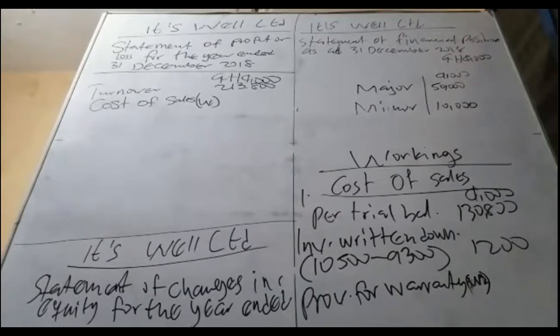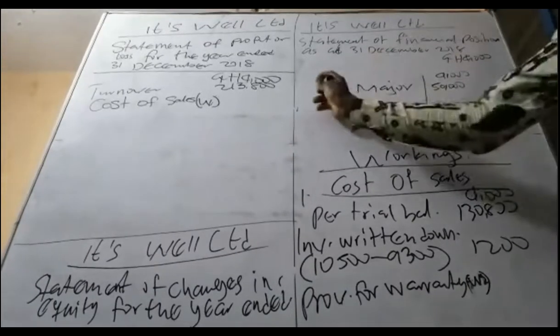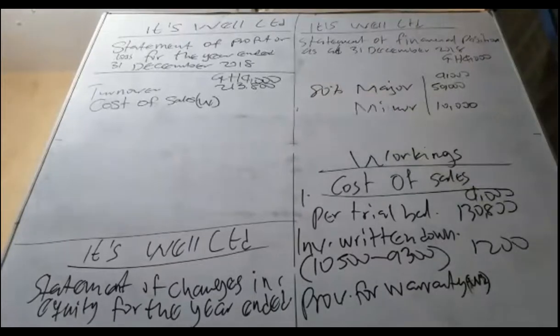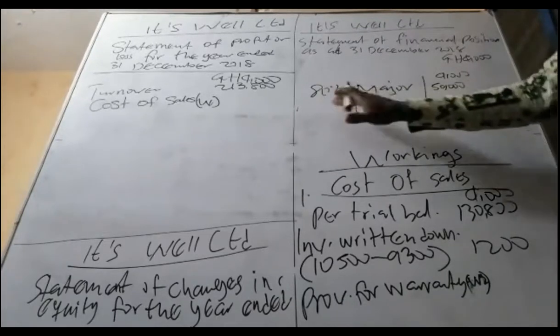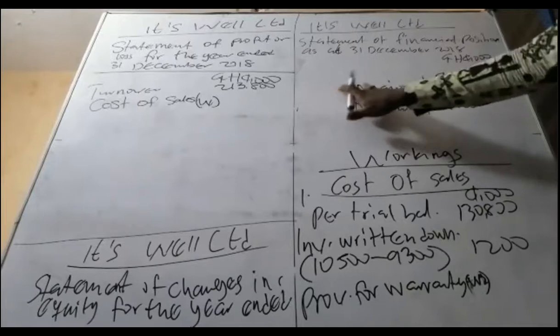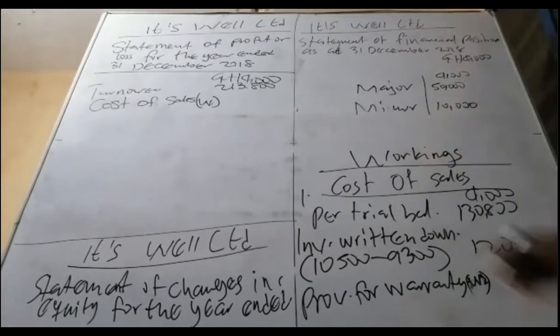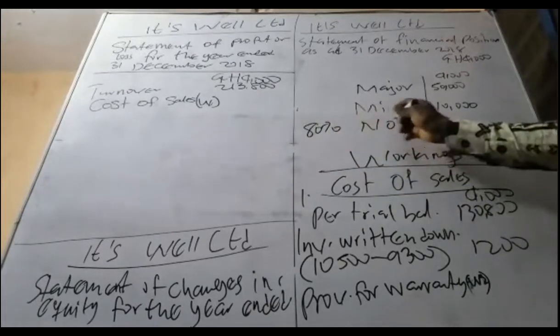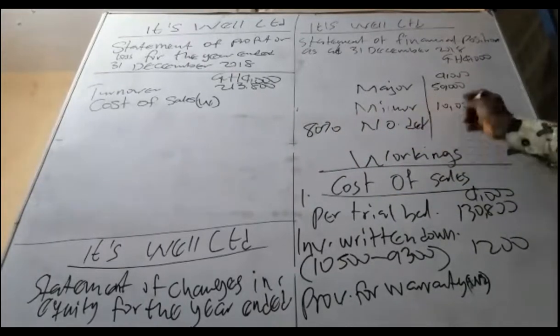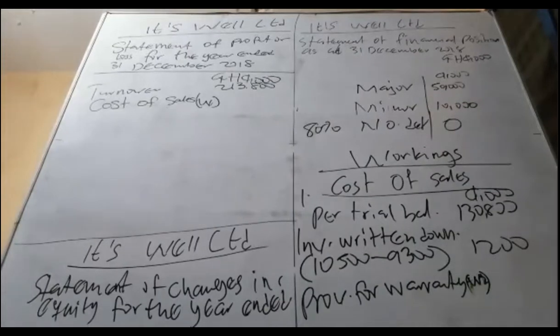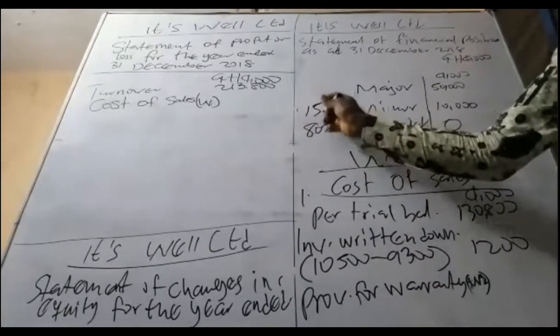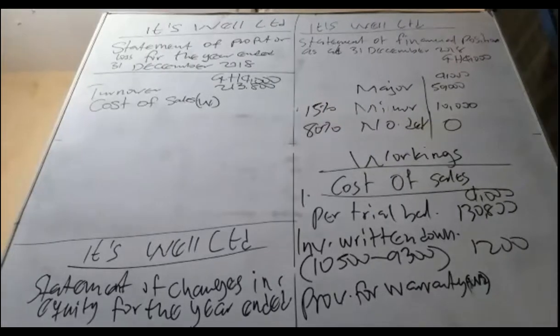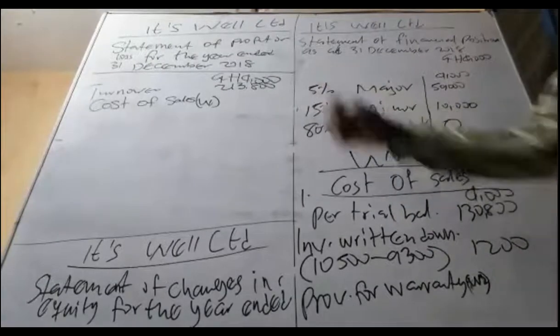That's 10 million. We're told that 80% of the goods had no defects. So no defects, repair cost will be 0. Then 15% minor, and then 5% was major.